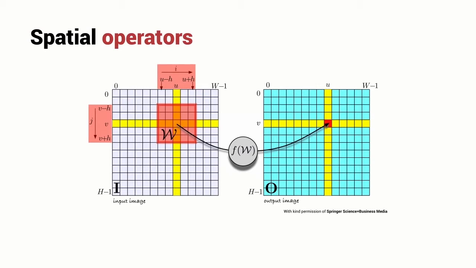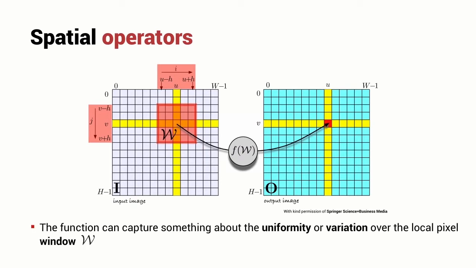What happens here is that every output pixel is a function of the pixels in a square region around the corresponding point in the input image. So the input to the function is a number of pixels, the output is a single pixel value. Such a function, which is based on a number of pixels, can then say something about either the uniformity or the variation of the pixels over that input square region. We call this a window and denote it by the symbol W.